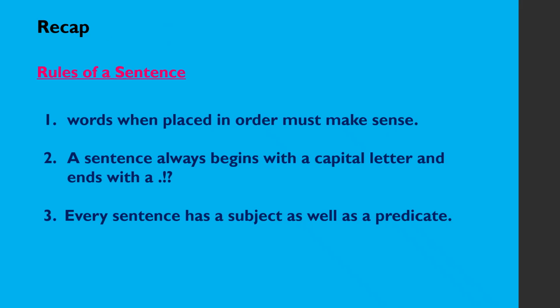Let's do a small recap of what we learned today. Rules of a sentence. We learned that words when placed in order must make sense. A sentence always begins with a capital letter and ends with a full stop, an exclamatory mark or a question mark. And every sentence must have a subject as well as a predicate. So these were the rules of a sentence in its most basic form.